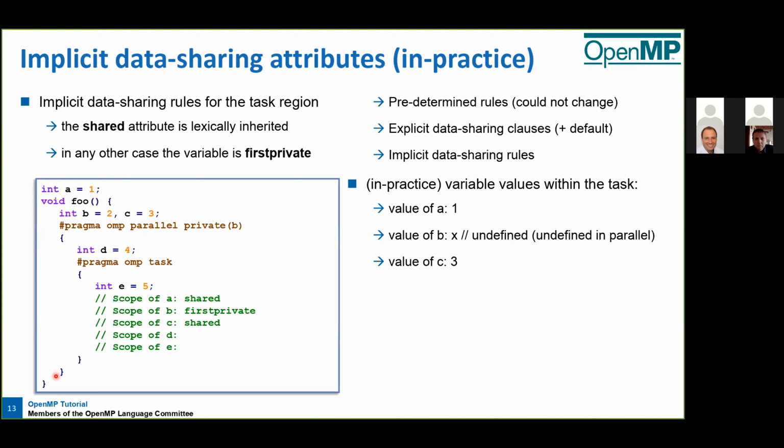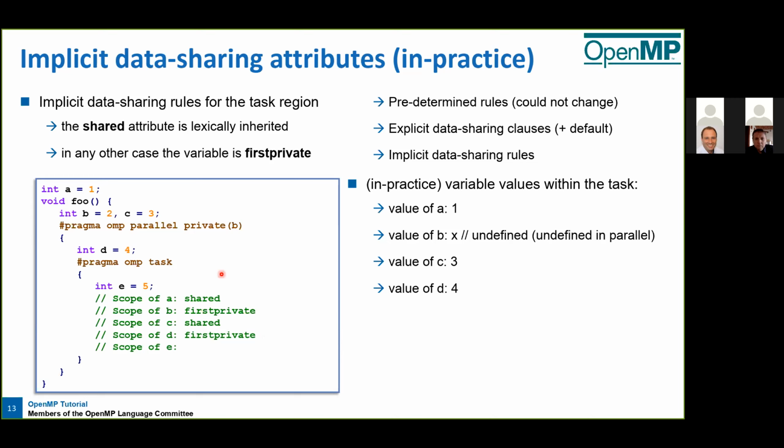And first private makes sure that the variable is being copied into the task, and that means there's a new instance of the variable per task, and the value at the time of the encountering of the task construct is being copied into this new private instance. And this is why D is also a first private variable. So D has a well-defined value of 4 here.